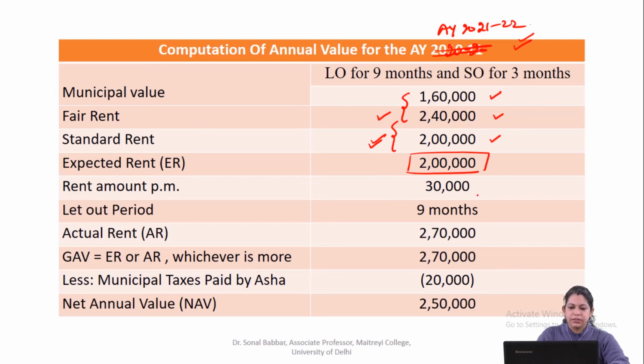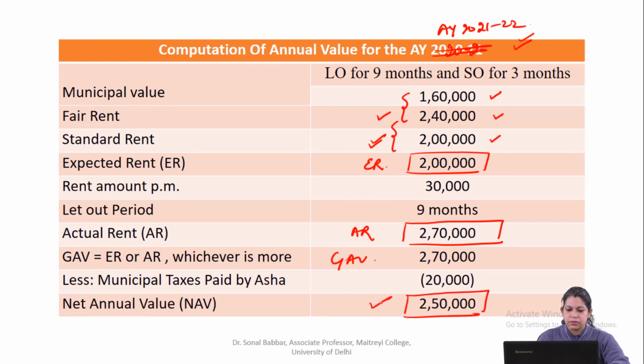Rent per month is 30,000 rupees. The house was let out for 9 months, therefore the actual rent will be taken as 30,000 into 9, which is 2,70,000. We are going to compare ER with AR and take the higher, 2,70,000, and that becomes our GAV. From this, we subtract the municipal taxes paid by the owner, which is 20,000 rupees, and we get net annual value, which is 2,50,000.